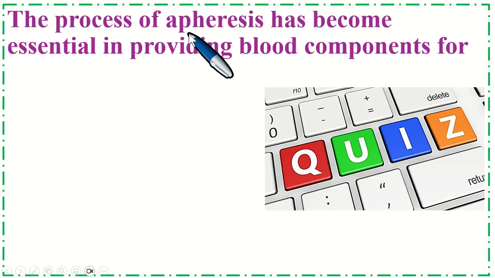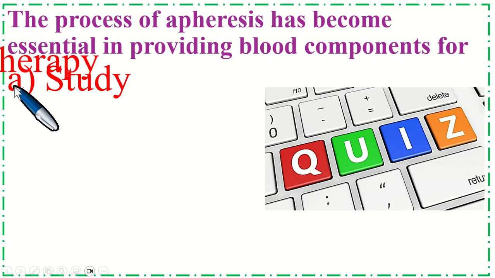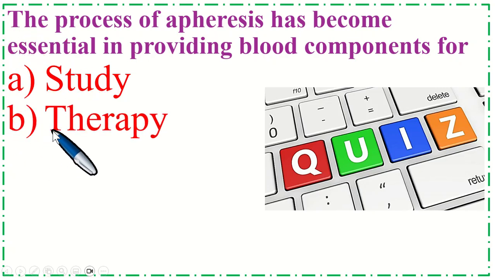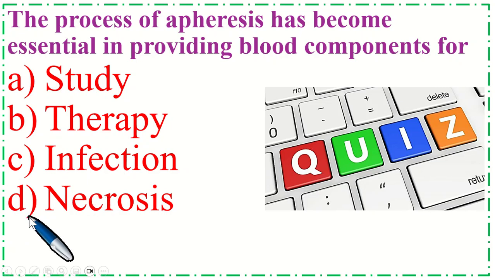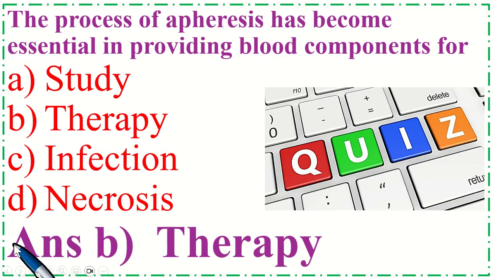The process of apheresis has become essential in providing blood components for option A, study, B, therapy, C, infection, option D, necrosis. So the correct option is B, therapy.